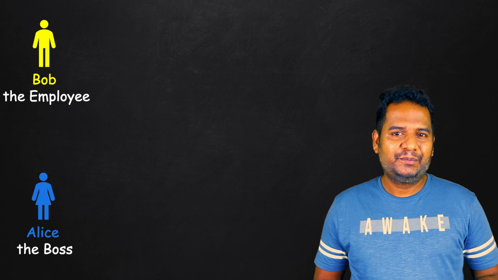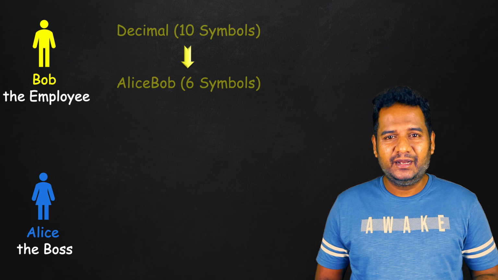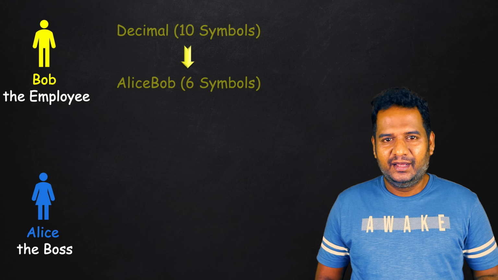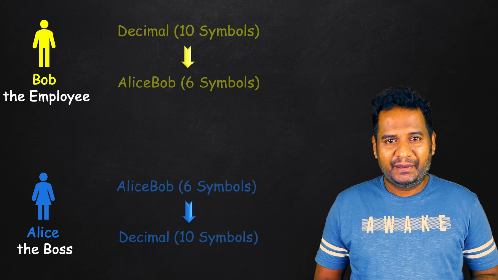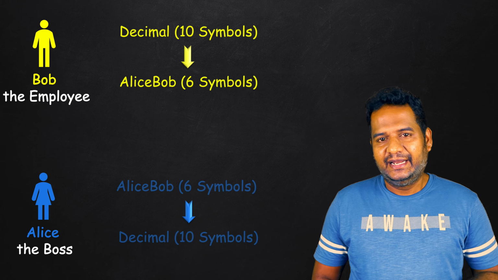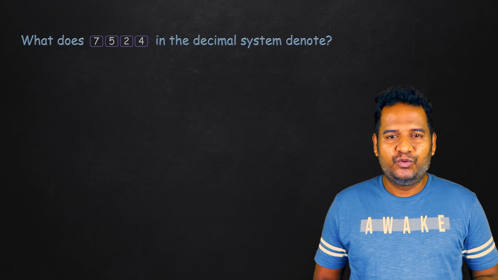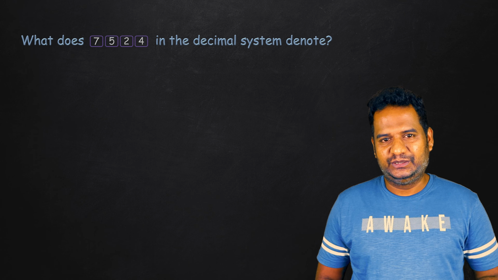Now that we have developed the Alice Bob number system, we need to help Bob convert the decimal number to the Alice Bob number. On the other hand, we also need to help Alice convert the Alice Bob number to the decimal number. Let's help Alice first. So what does the value 7524 in the decimal system denote?